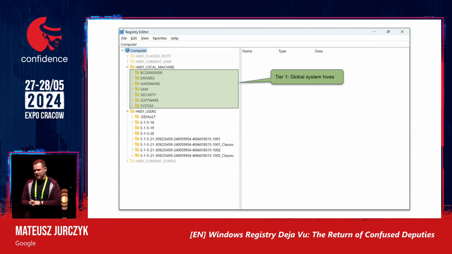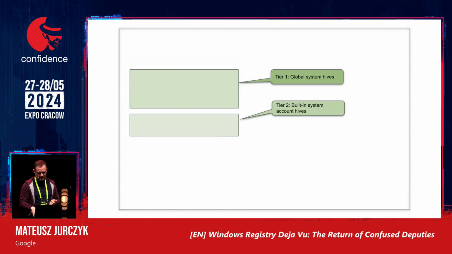So first of all, under HK local machine, we have global system Hives. All of these are basically defining system configuration, things that are global to all of the users. It also stores user passwords, policy information, and stuff like that. So these are very, very privileged and important hives.